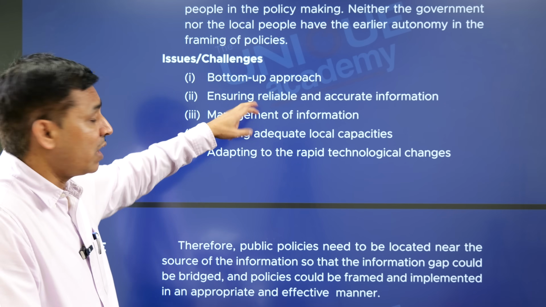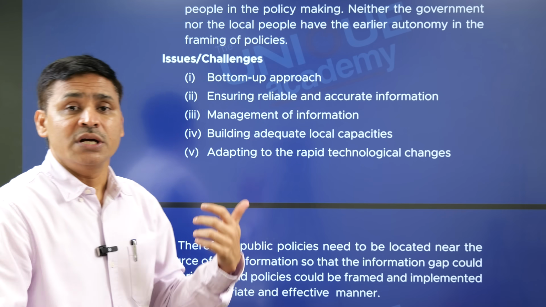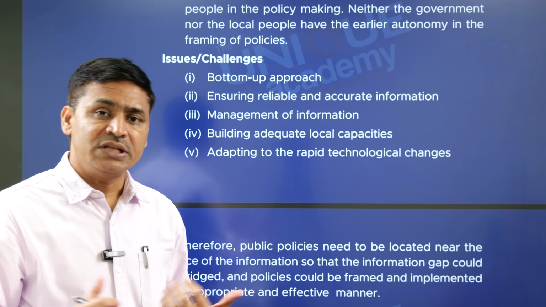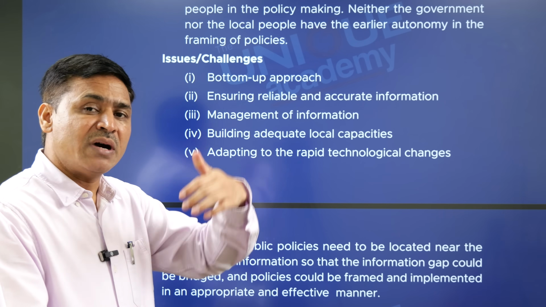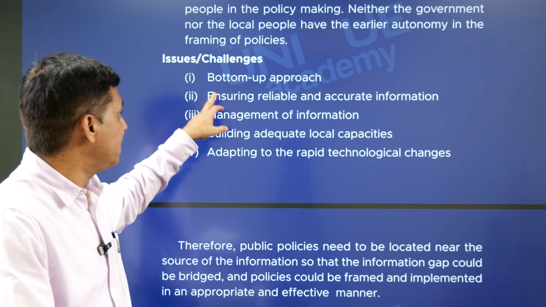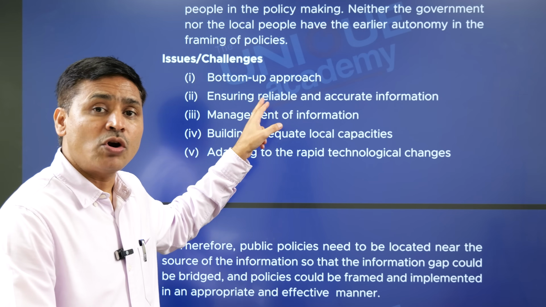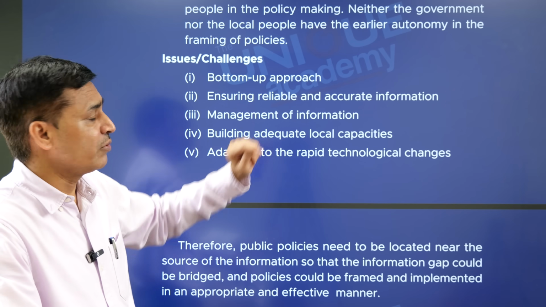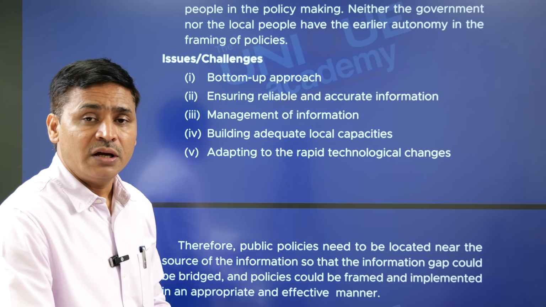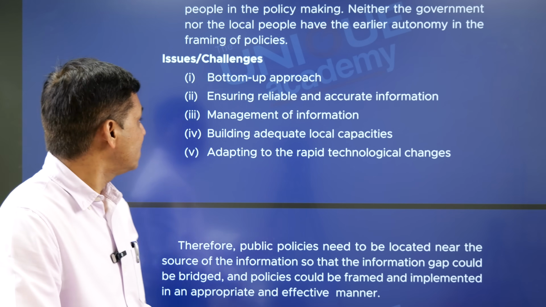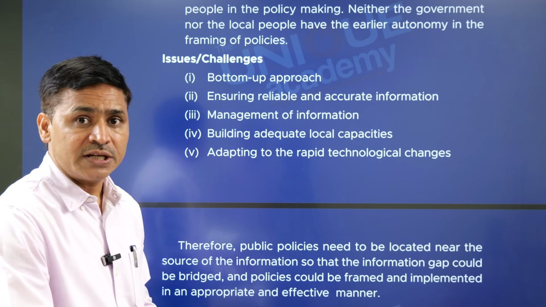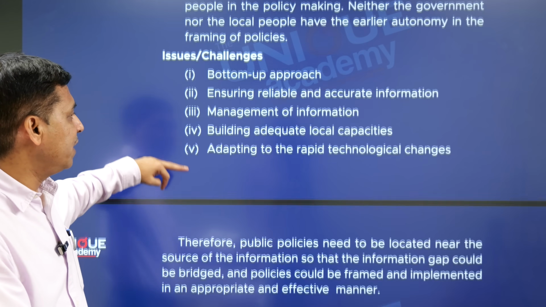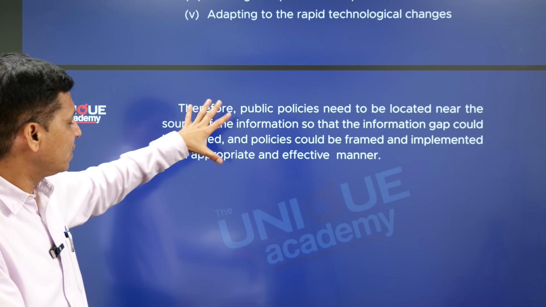So bottom up approach, and this is a challenge also, because if the policy making is still centralized, if it is done by the elite institutions miles away from the realities, then bringing in a bottom up approach becomes a challenge in itself. Ensuring reliable and accurate information, yes, that is again an issue, a problem, and therefore a challenge. Management of information is also equally important. Building adequate local capacities, adapting to the rapid technological changes. Okay, therefore look at the conclusion.